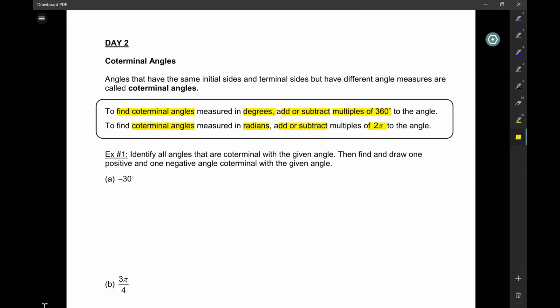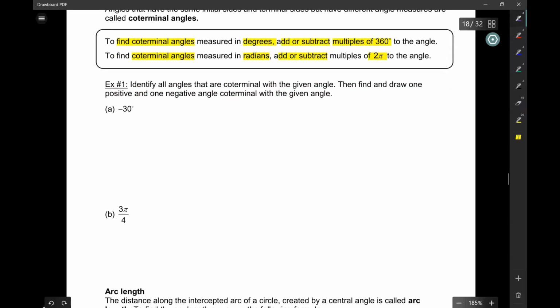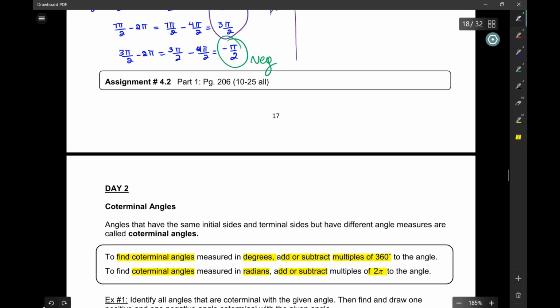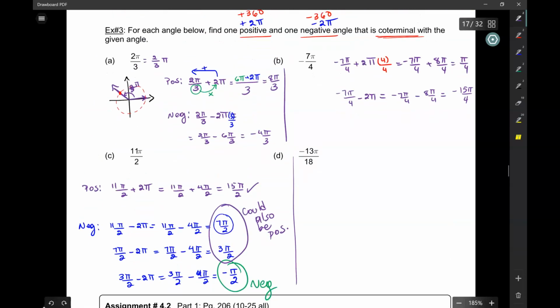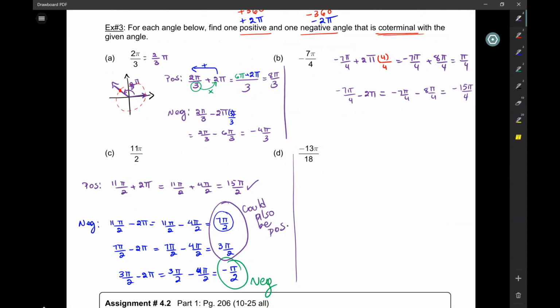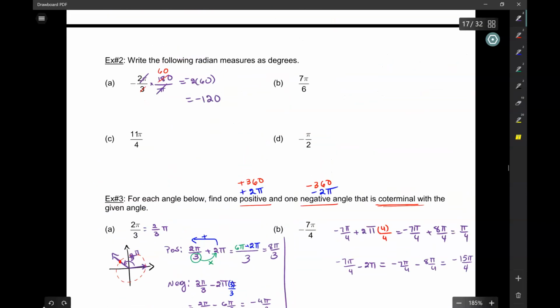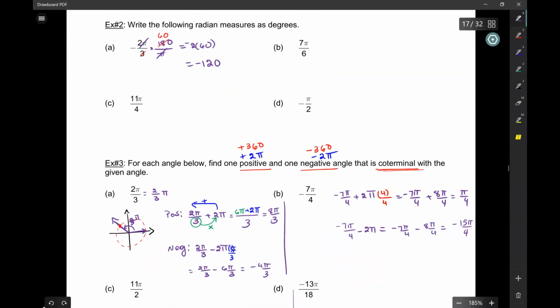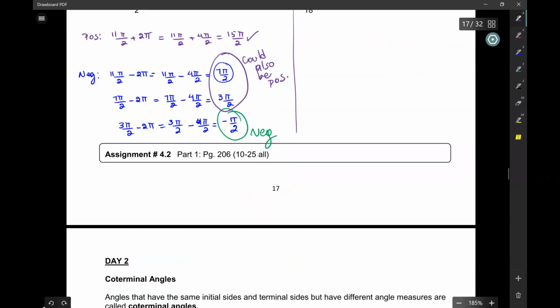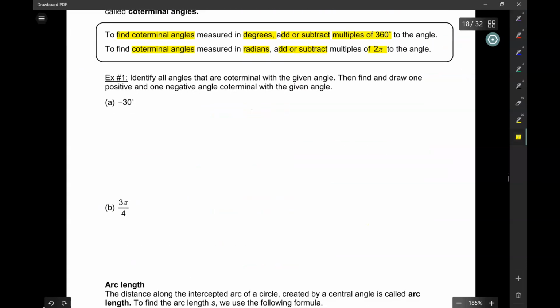All right. So here, yesterday or last time, we looked for one positive and one negative coterminal angle. Here, notice what it says. Identify all angles that are coterminal with the given angle.